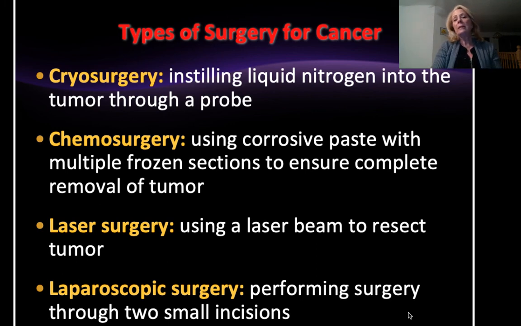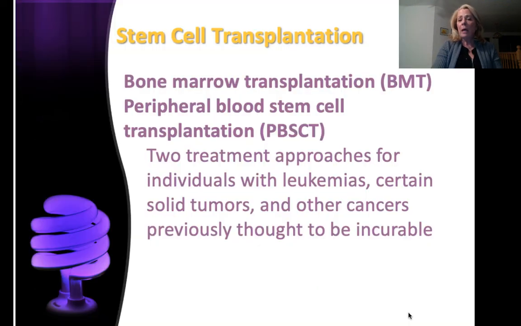And then there is stem cell transplantation. This happens especially with leukemia, and what they're doing is they're going to irradiate or kill off the person's bone marrow, and then they're going to transplant stem cells into that area and hope that those stem cells grow back, and they grow back non-cancerous.